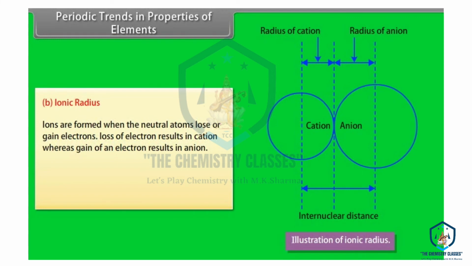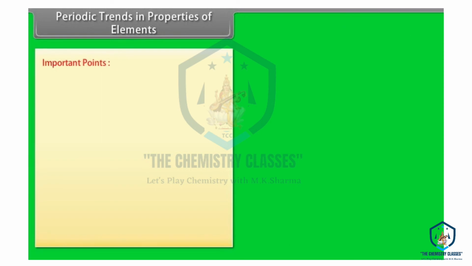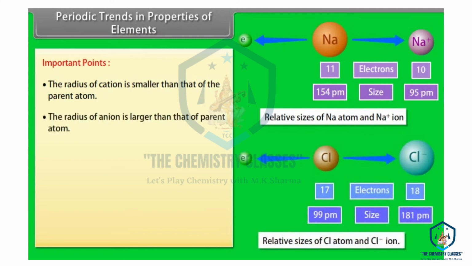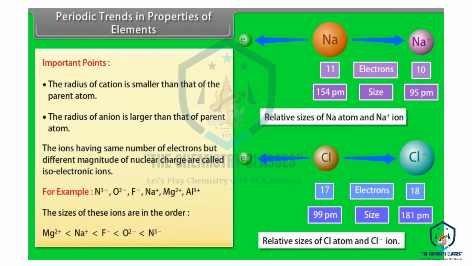Loss of electron results in cation, whereas gain of an electron results in anion. Ionic radius may be defined as the effective distance from the nucleus of the ion to the point up to which it has an influence in the ionic bond. Important points. The radius of cation is smaller than that of the parent atom. The radius of anion is larger than that of the parent atom. The ions having same number of electrons but different magnitude of nuclear charge are called isoelectronic ions. For example, the size of these ions are in the order.